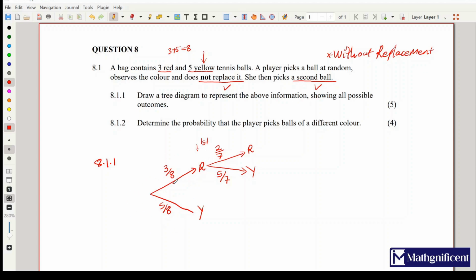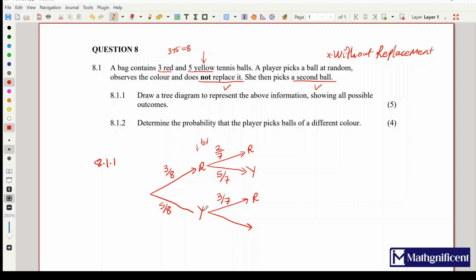Now let's analyze the second situation, when the first ball is yellow. We know that the probability of first selecting a yellow ball is 5/8. Then what is the probability of now selecting a red ball? Let's have a look. Remember, we only took one yellow ball out of the bag and never replaced it. So we are still left with 3 red balls out of 7 balls. This makes the probability of selecting a red ball second 3/7.